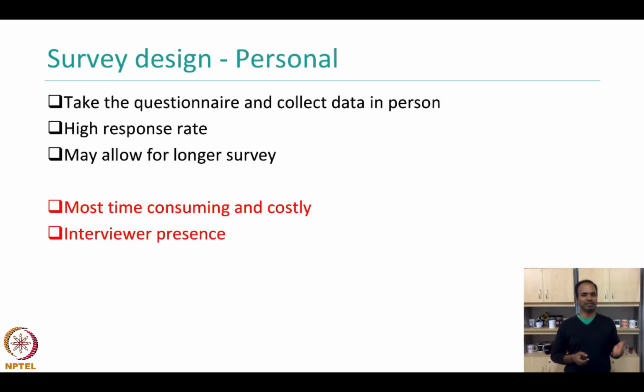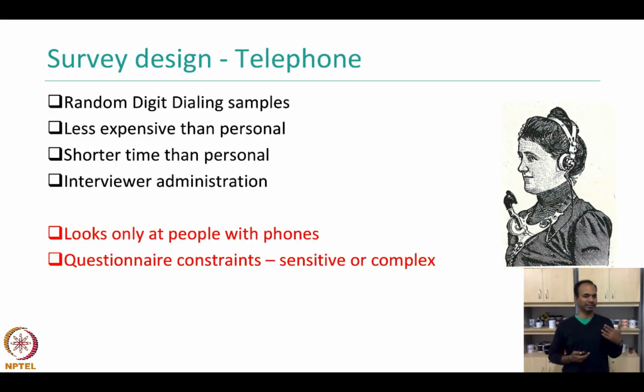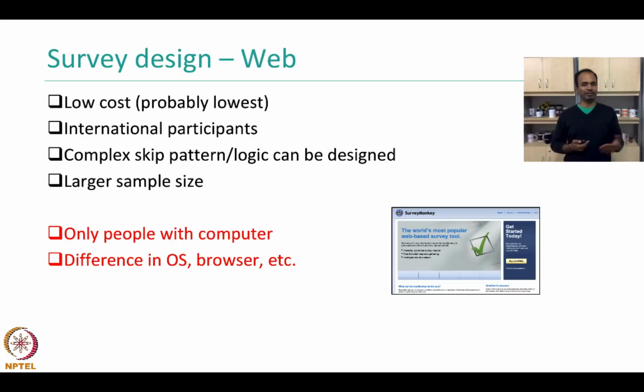So what we have seen so far is personal, telephone, mail, web, and hybrid methods. I'm just going through them one by one: personal, telephone, mail, and web. Web is the one that is mostly done now, because if you have a survey questionnaire to collect data, you'll probably put it in Google and collect information. Having a Google questionnaire, you throw it to your friends in your social network, link it to some web pages, and get people to fill in the questionnaire.